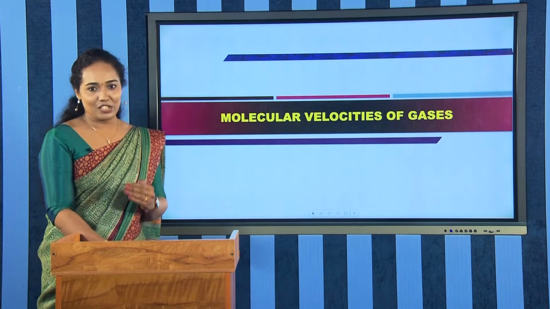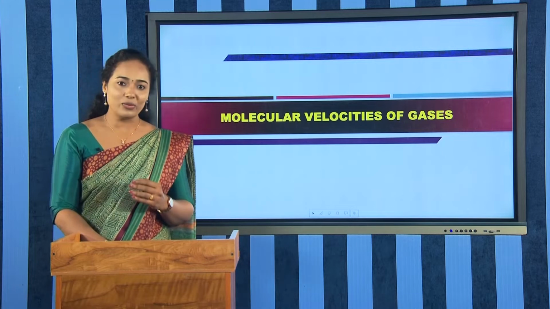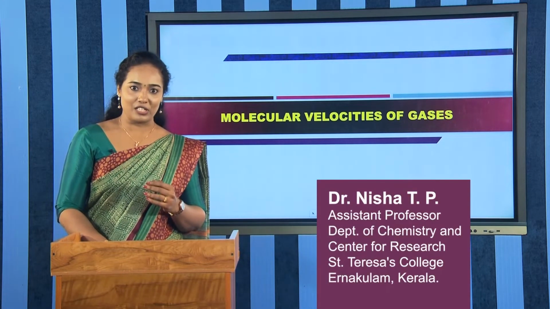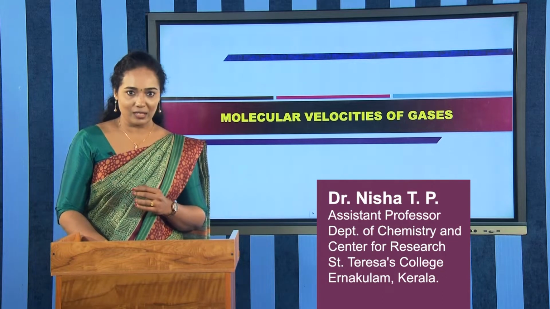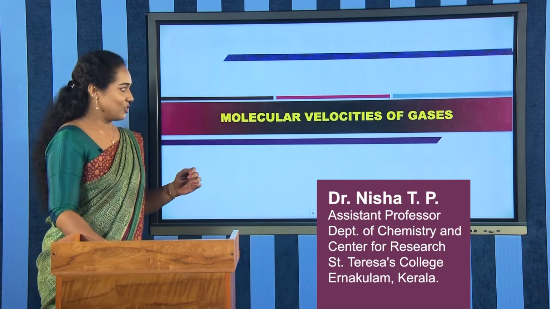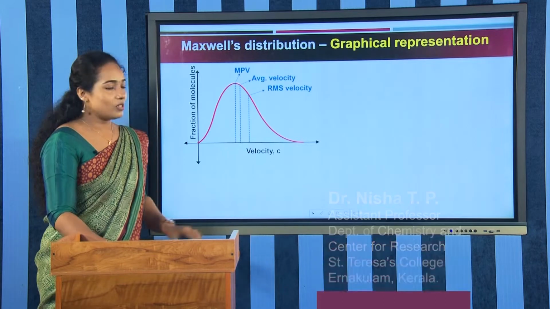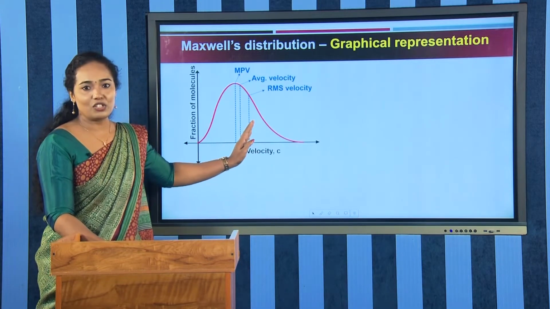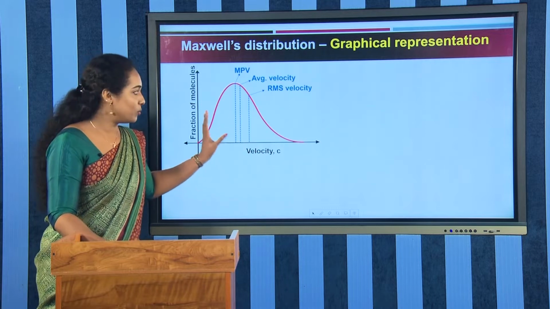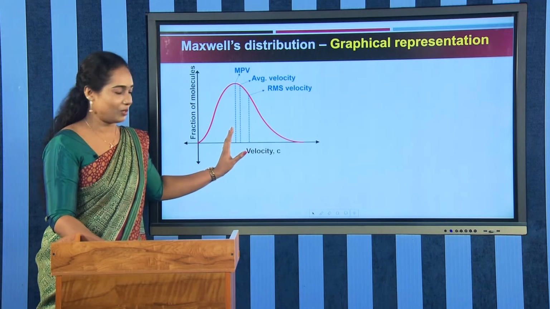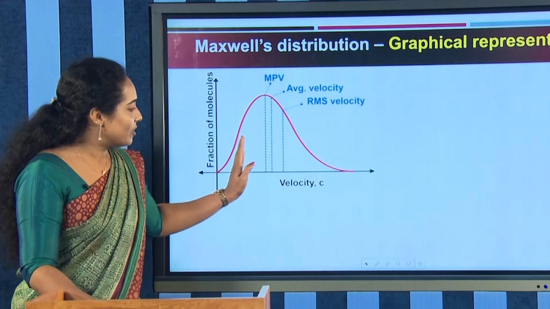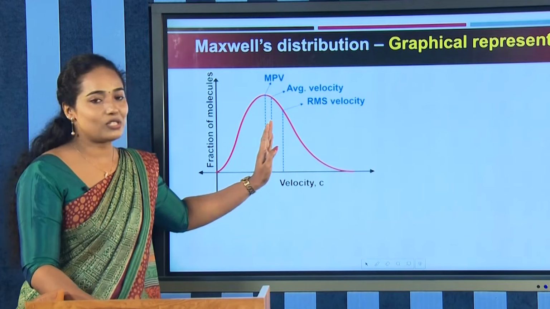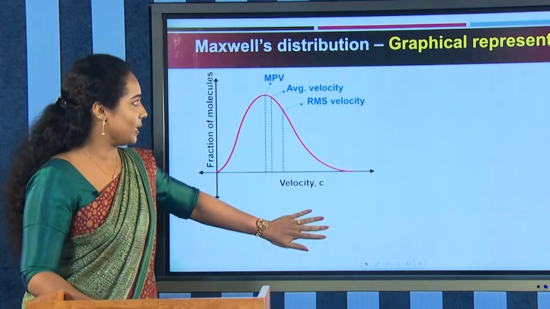In the last sessions, we have seen Maxwell's distributions of velocities and energies, its graphical representations and various derivations. In this session, as I already told in the last session, this graphical representation means a lot to different velocities of the gas molecules. From the graph we can evaluate most probable velocity, average velocity and root mean square velocity.